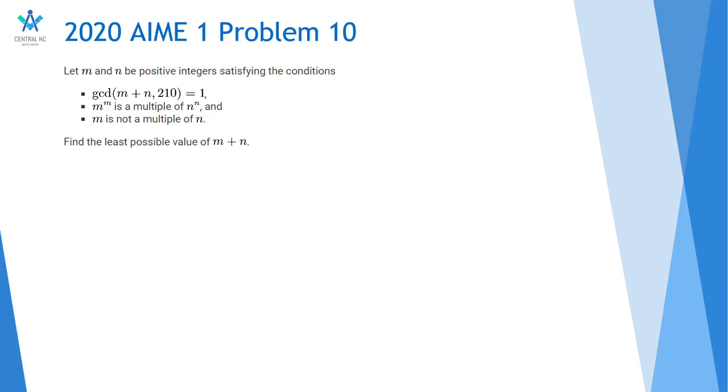So first off, look at the first condition here. It doesn't seem to limit our possibilities much. There's a lot of pairs of integers m and n that would work for this. So let's take a look at the second and third conditions, shall we? We have that m to the m is a multiple of n to the n, which means that n to the n divides into m to the m. But our third condition says that m is not a multiple of n. So n does not divide into m.